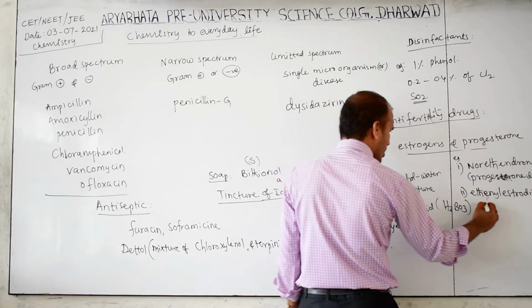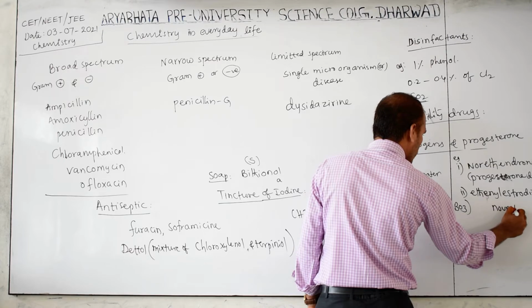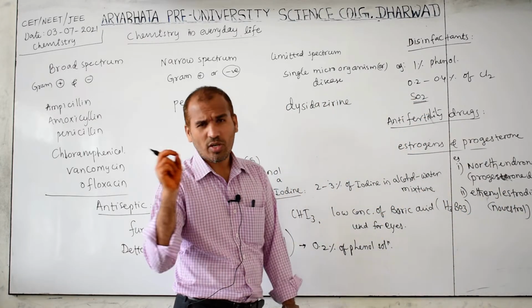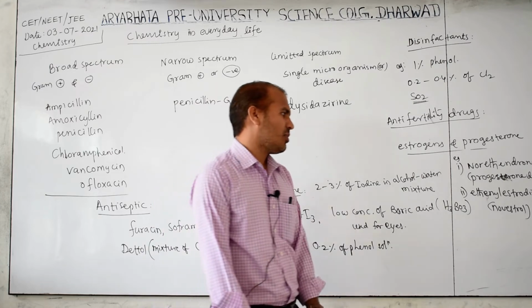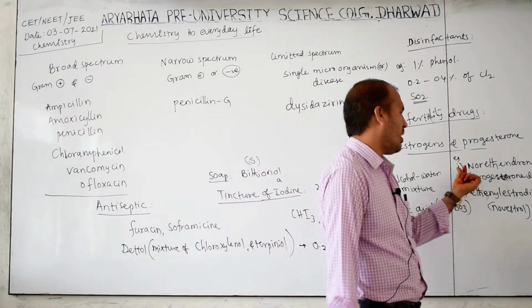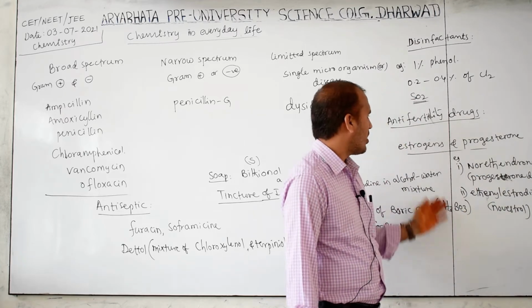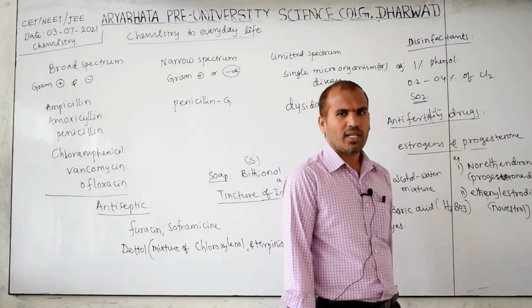Ethynyl estradiol is also known as novestrol. The spelling may change slightly, so you have to check it from your textbook. The names are norethindrone and ethynyl estradiol. These are the anti-fertility drugs.